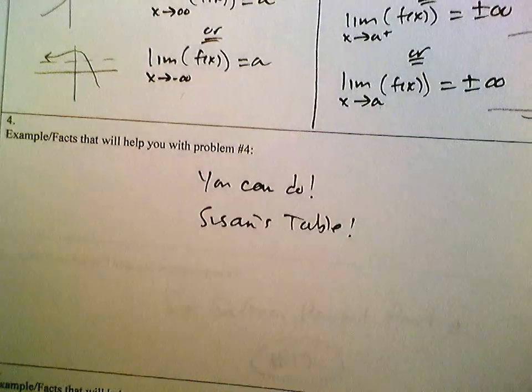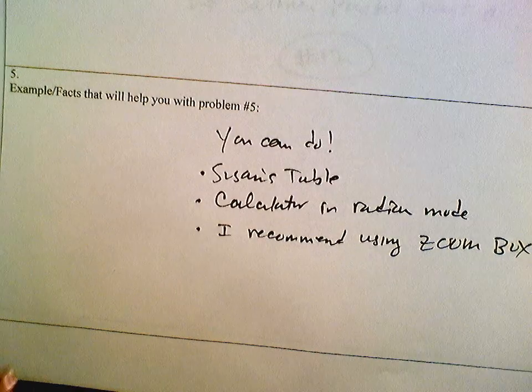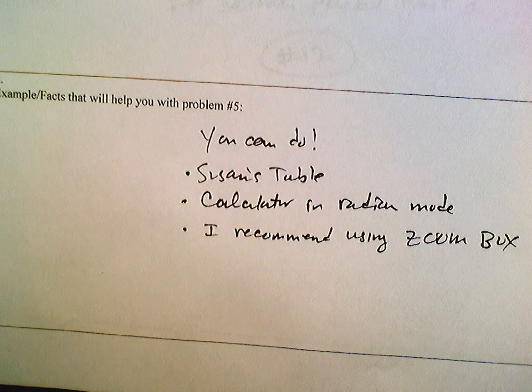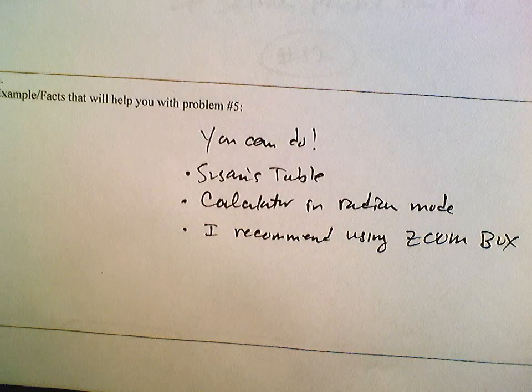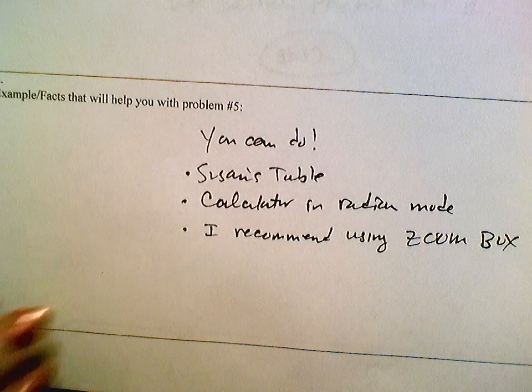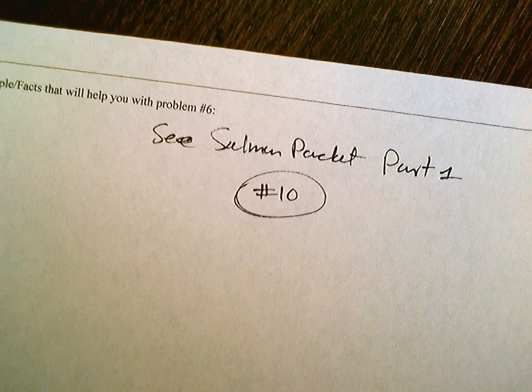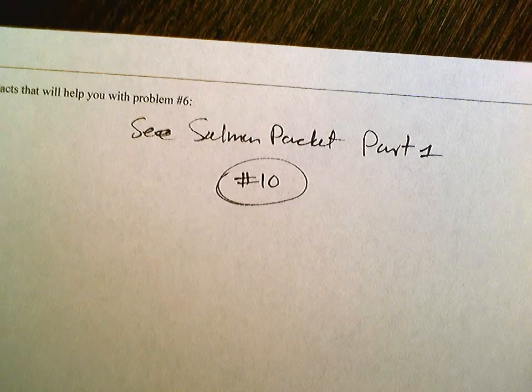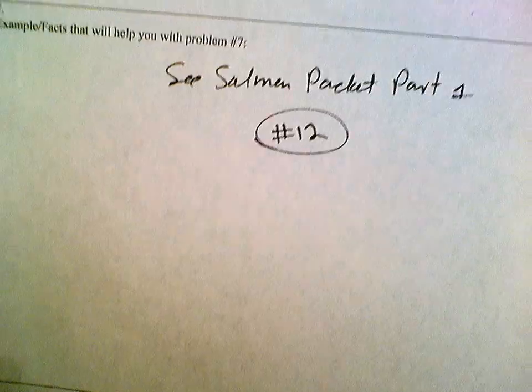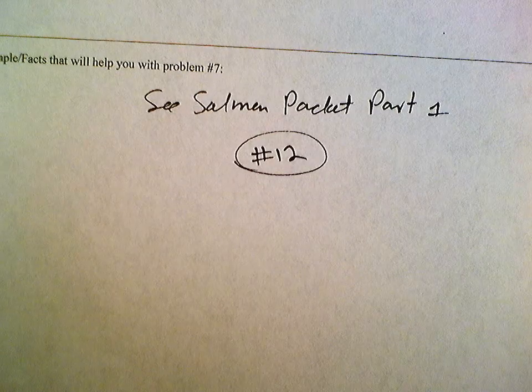You can do Susan's table, calculator in radian mode. I recommend using Zoom box. Okay, and if you don't remember what that is, you can ask me. See Salmon Packet Part 1, number 10. See Salmon Packet Part 1, number 12.